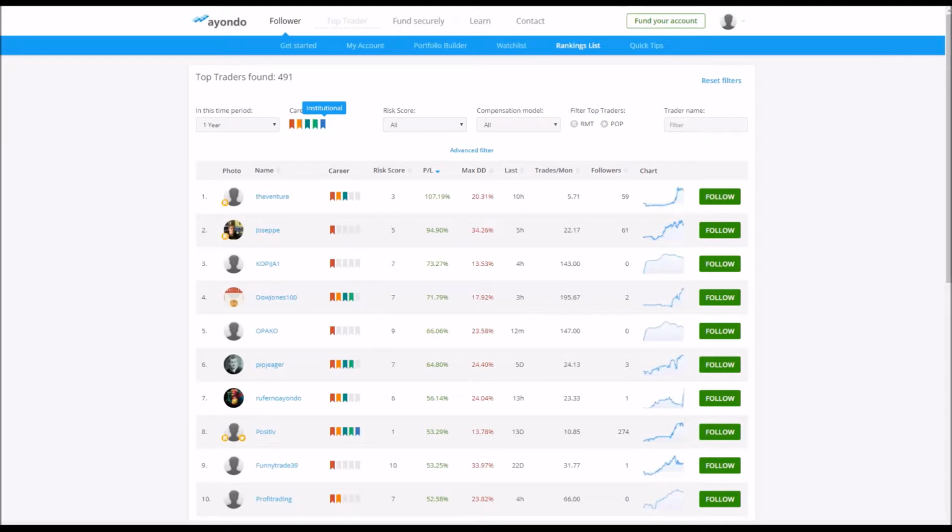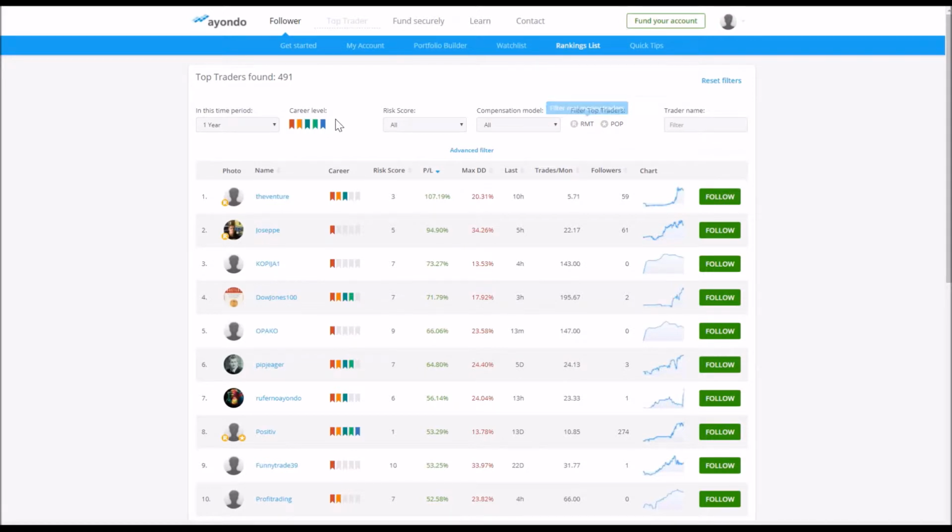Now, my view has always been, and I've been using social copy trading for coming up to 2 years now, if I'm going to follow somebody with my own hard-earned money, then at the very least, I expect them to be trading with their own hard-earned money as well, not trading on a demo account. So there's something I can do here. If I click on RMT, this will just show me real money traders. Okay, so I'm going to get rid of all the demo wannabes by clicking on here.